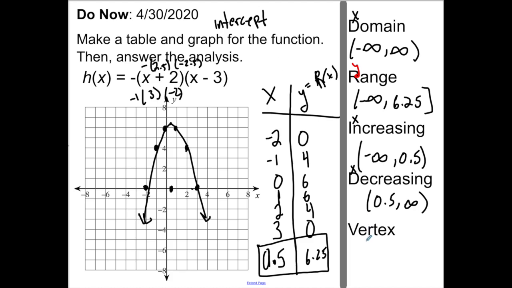And finally, the vertex is 0.5, 6.25, and it's worth noting that it is a maximum, and I know that because the a value is negative, and that's going to cause it to point down, making it a maximum vertex. Okay, so hopefully you're able to get this right. Some really important stuff that we want to think about. We want to be able to graph, and we want to be able to do some analysis.